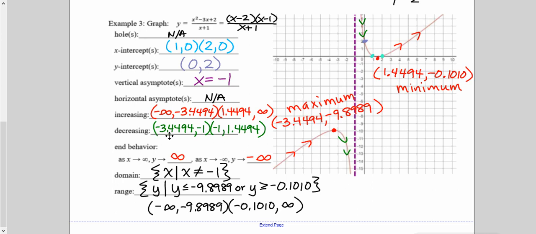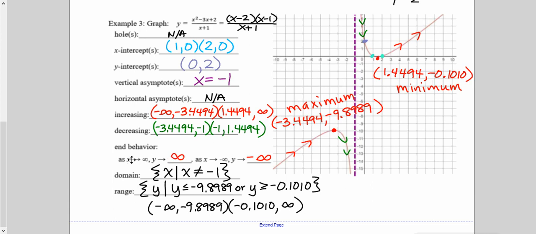So I was decreasing from -3.44 until I got to -1, which was the asymptote. Then I had to pick up my pencil to come over on this piece where I was decreasing as well. So I'm decreasing from -1 until I got to my minimum point, which was at x equals 1.44. And then I'm increasing again from x equals 1.44 until infinity. You do have to split these into two separate pieces because it's not a connected graph. X equals -1 does not exist in the domain.